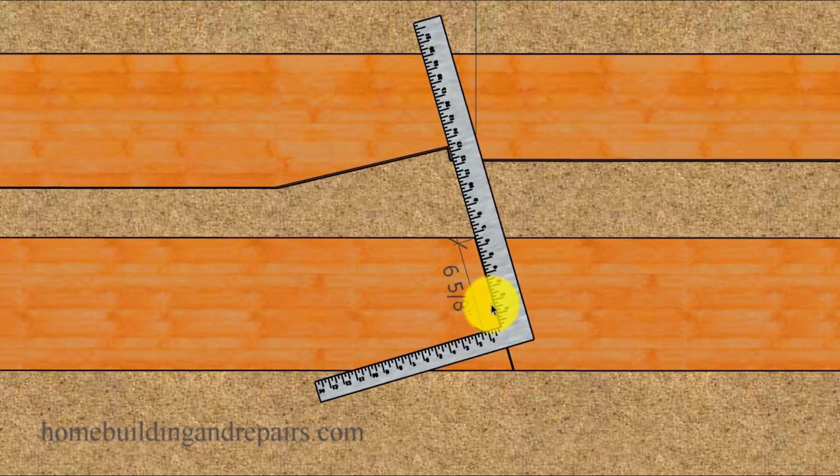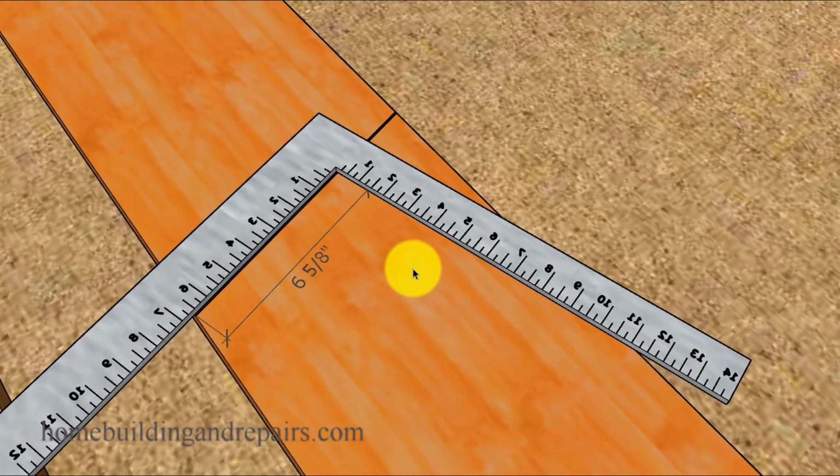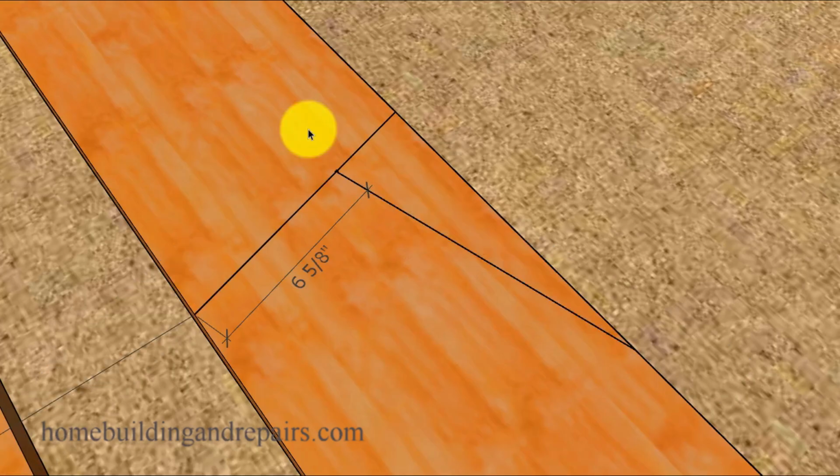So let's go ahead and lay out the line that will represent the section of the hip that will be sitting on top of the framing plates. So let's go ahead and remove the framing square and take a look at our line there.